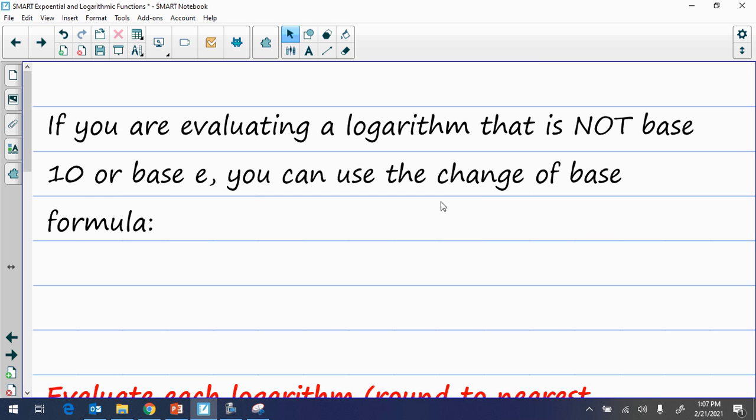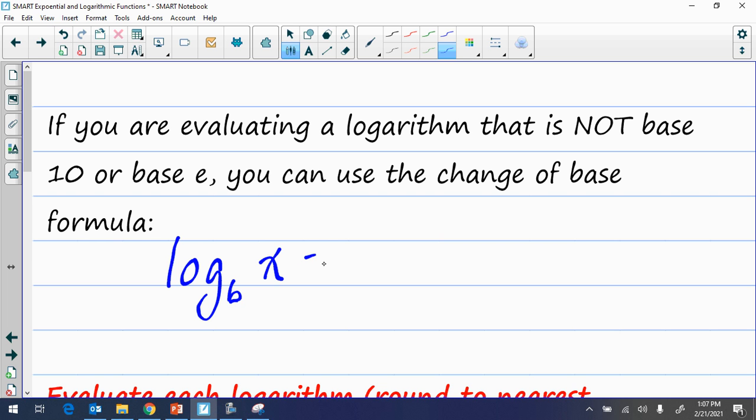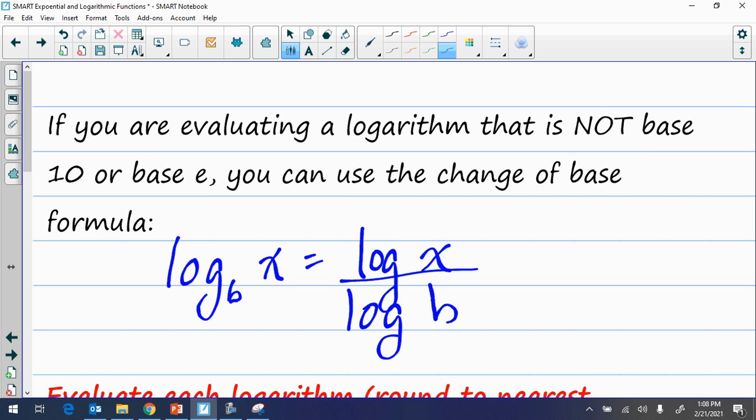Okay, now what if it's not a base 10 or a base e? What we are going to do in that case is called the change of base formula. My change of base formula allows me to change from a base of b to a base of anything, but usually I'm going to go log base 10. So it's going to be log of x over log of b. I could use natural log if I wanted to, as long as I'm consistent.